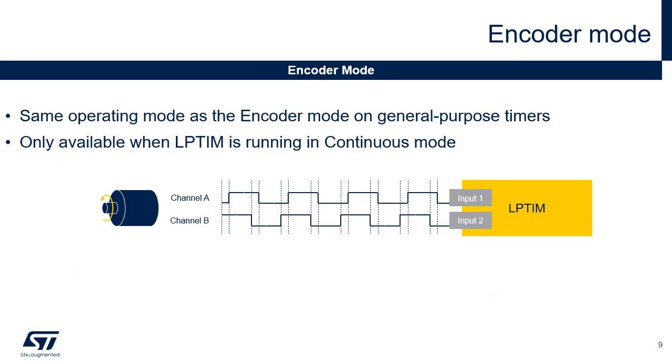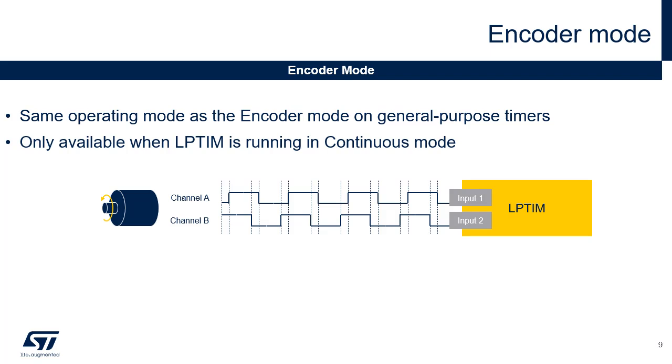The low-power timer features an encoder mode function that can interface with incremental quadrature encoder sensors using the peripheral's input 1 and input 2. This mode allows handling signals from quadrature encoders used to detect the angular position of rotary elements. Encoder interface mode simply acts as an external clock with direction selection. This means that the counter just counts continuously between 0 and the auto-reload value programmed in the LPTIM ARR register.